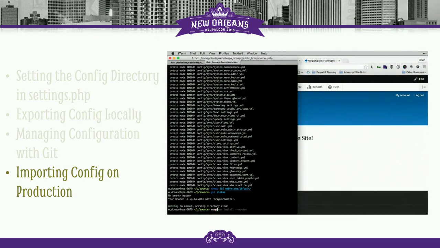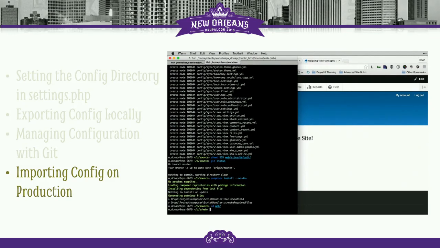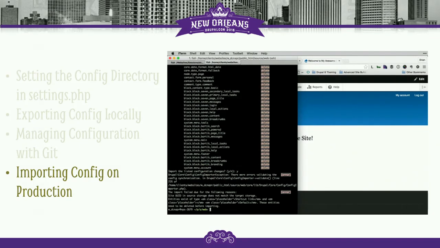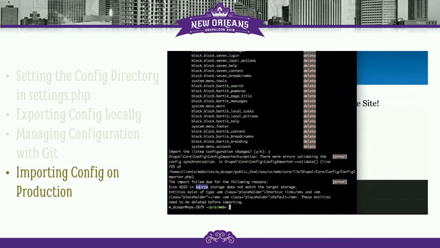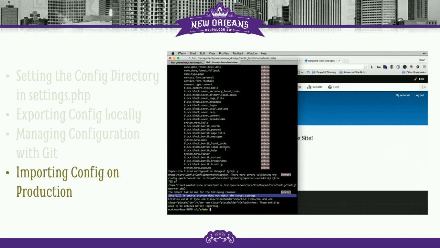And now that we have pulled in changes, I like to run composer install --no-dev just because it's a good practice to have the latest modules at all times, but I don't think it actually does anything here. And then I change into the directory and try to import, but it says your UUID is different, and we expected that because I didn't import the database.